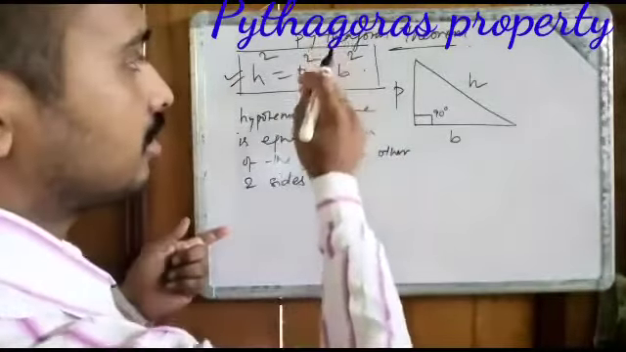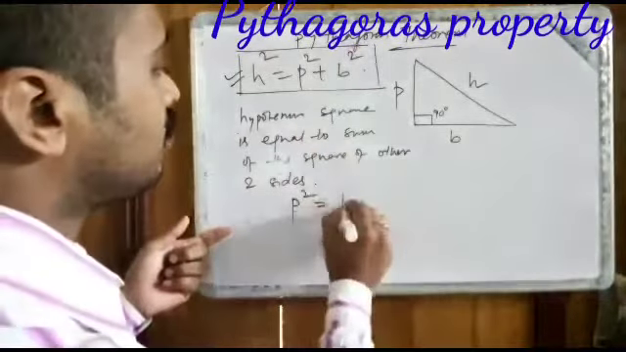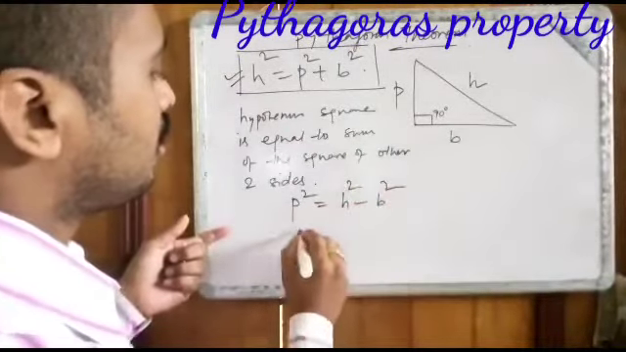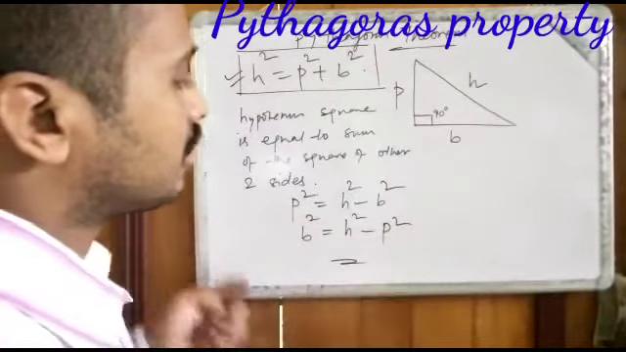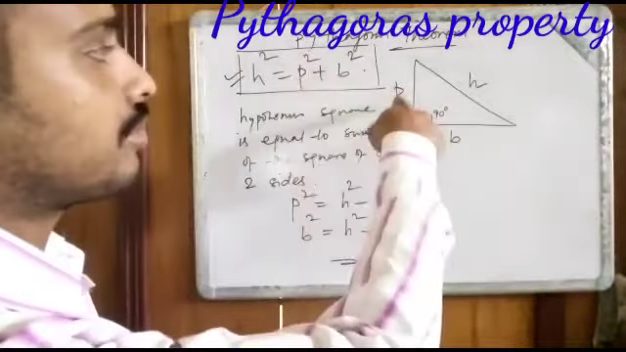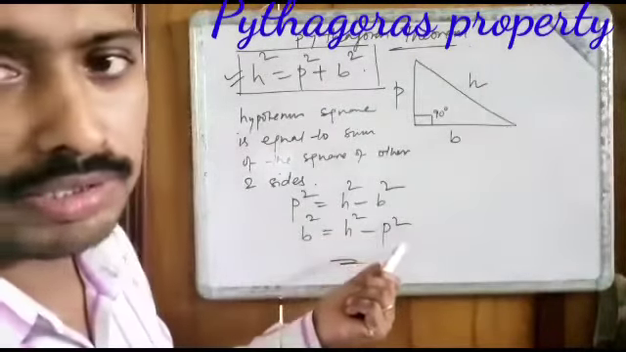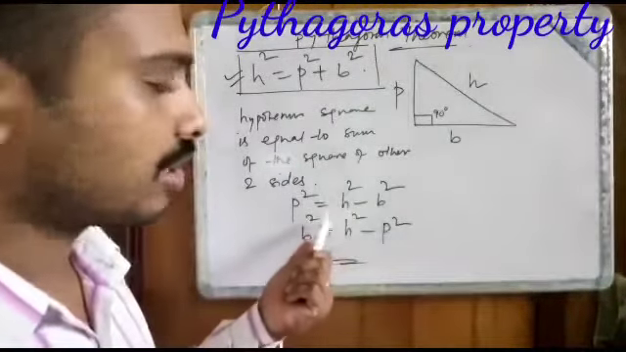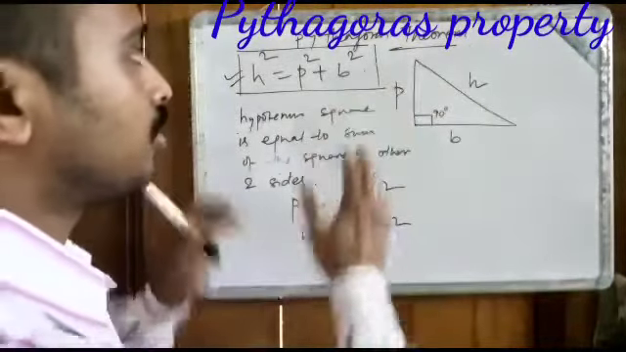And the simplified form of this is also there, that is p square is equal to h square minus b square, or sometimes we find b square, that is h square minus p square. These are the two substitute formulas. Perpendicular, if I want to find, perpendicular square will be equal to hypotenuse square minus base square, and base square will be equal to hypotenuse square minus perpendicular square. Why hypotenuse square? Because the longest side is the hypotenuse. Okay, this is all about Pythagoras theorem.